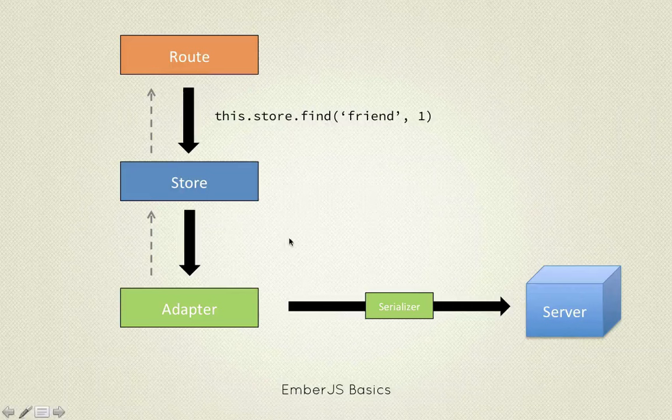So the server responds with an object, the adapter gets this object and adapts it to our application with the help of the serializer, then it returns it to the store, and the store caches it and resolves the promise by returning this object to the route object. So next time this or any other route, controller or object asks for this friend with ID 1, the store will find it in its identity map and will return it immediately without messaging the adapter and thus without accessing the server. So this is a basic picture of how Ember Data works.